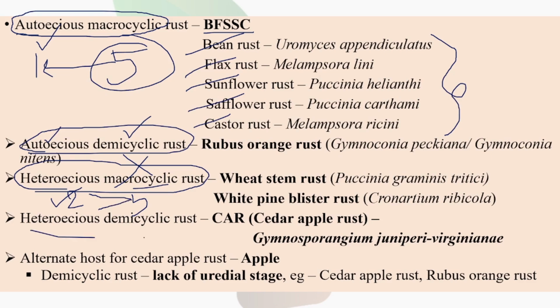You can give an example of heteroecious demicyclic rust. What is heteroecious? Two different hosts. What is demicyclic? Lack of uredial stage, which means the life cycle will complete in two different hosts, but the uredial stage is absent. Like that, examples I have given here.